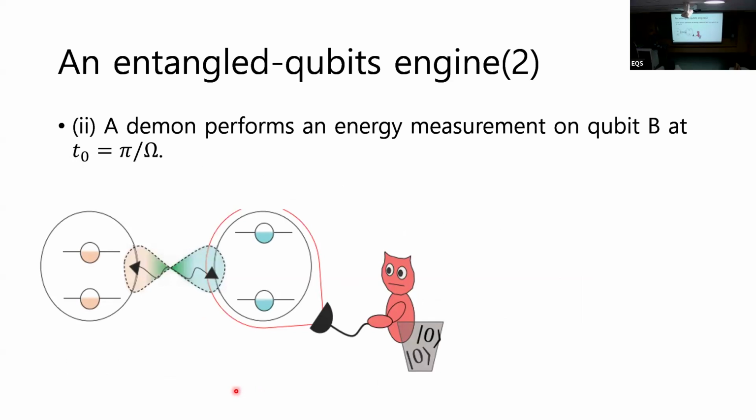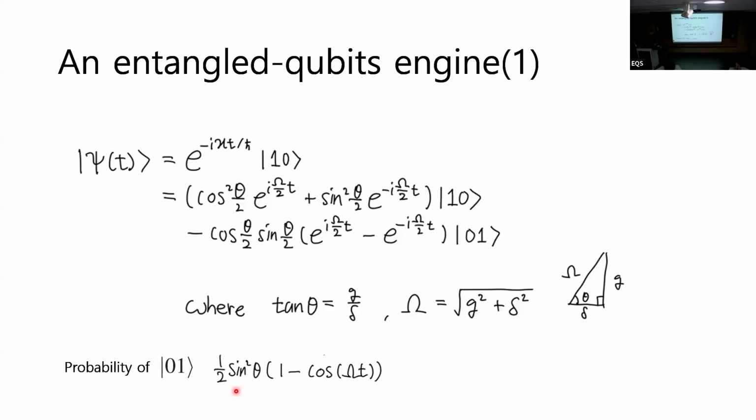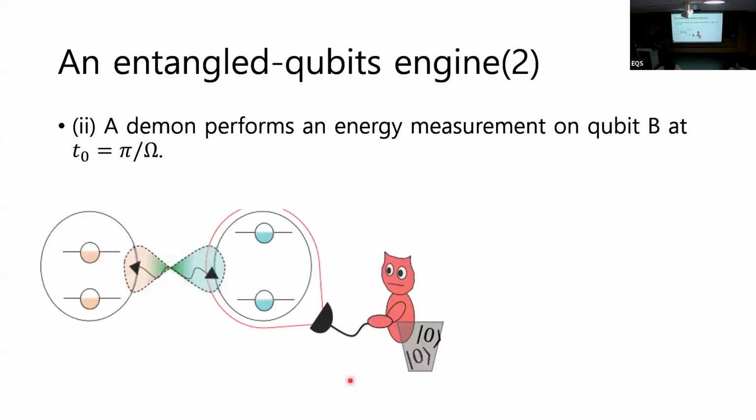A daemon performs an energy measurement on qubit B at T0, where T0 is pi over capital Omega. Why T0? Because the daemon wants to maximize the probability of the 0-1 state. Look at the probability of the 0-1 state. It is maximized at T0, because of the cosine. That's the state where B has more energy.